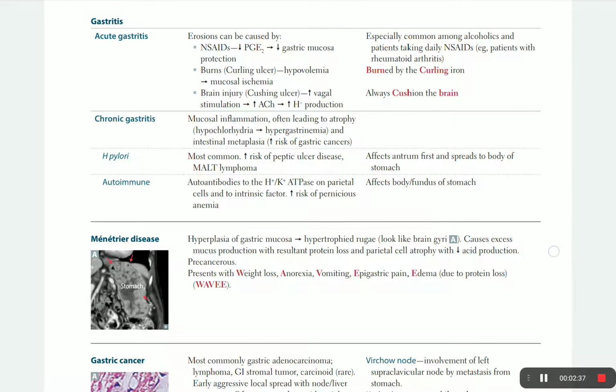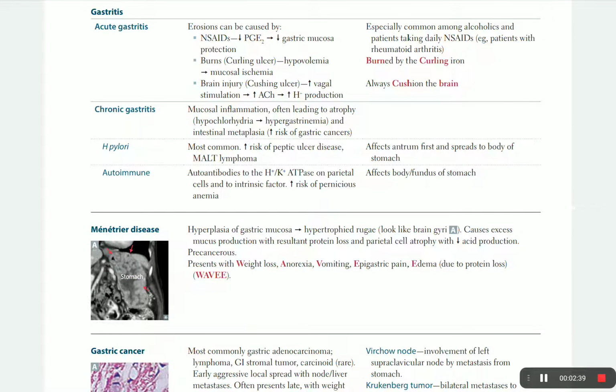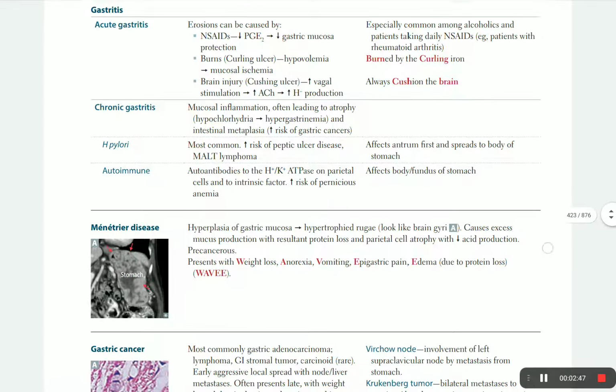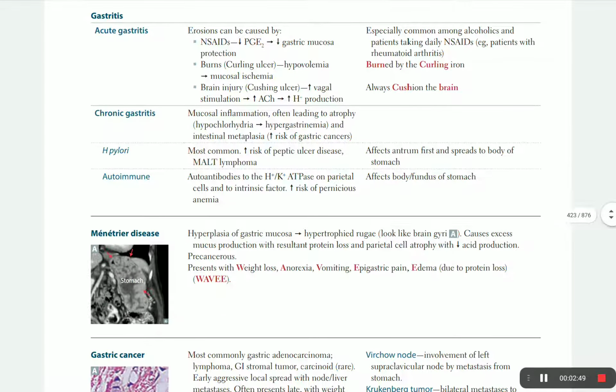So we have two sentences here to make it easy to memorize. Burned by curling iron, are always tension in the brain. As I always say, these sentences, which are first put in each topic, for me it's not useful.